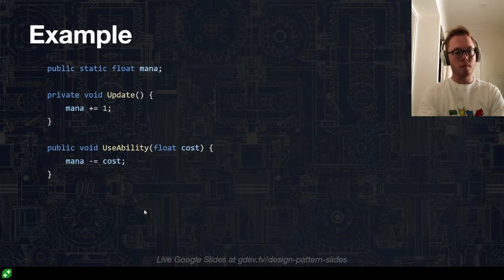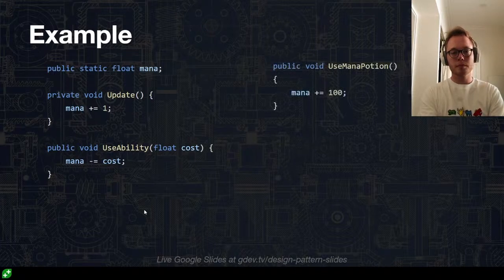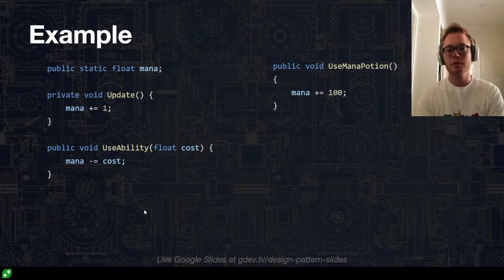Now, suppose you have another class somewhere else, a magic potion, that will restore your mana. For simplicity, because it can just get access to the mana, it just does. It goes and restores that mana. Everything's working fine at the moment.